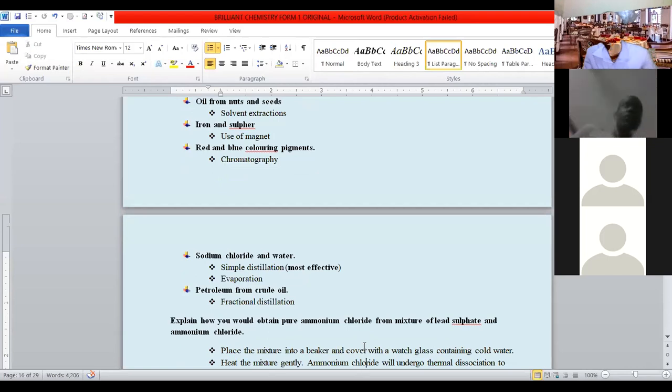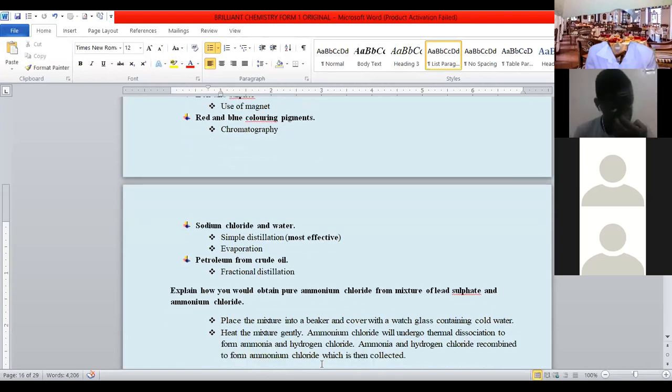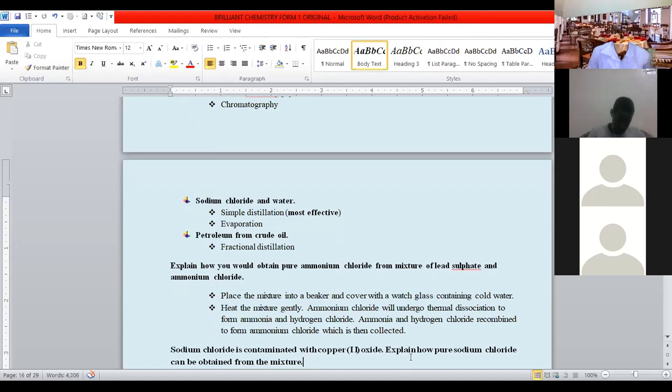So that is what you have to understand. Place the mixture into a beaker and cover with a watch glass containing cold water. This cold water will cool the vapor of the ammonium chloride. Heat the mixture gently. Ammonium chloride will undergo thermal dissociation to form ammonia and hydrogen chloride. Ammonia and hydrogen chloride will combine to form ammonium chloride, which is then collected at the cooler part of the watch glass. So what will remain is the lead sulfate. Any question?